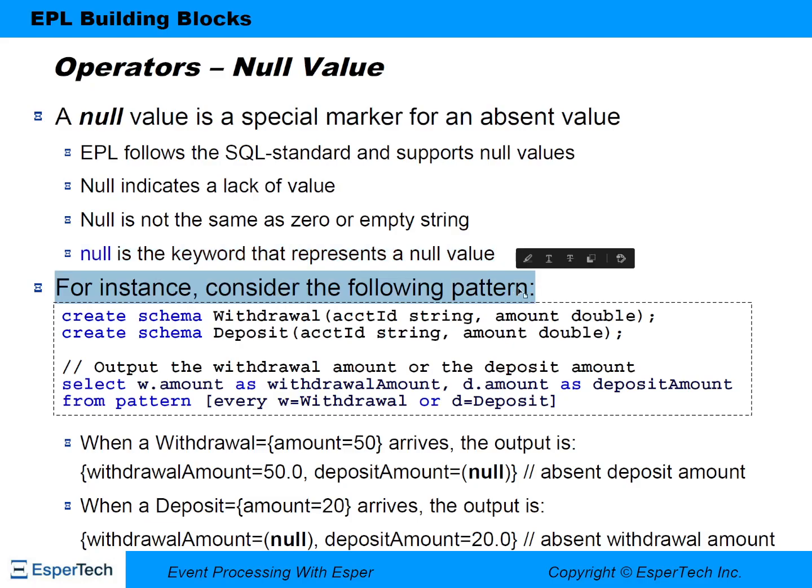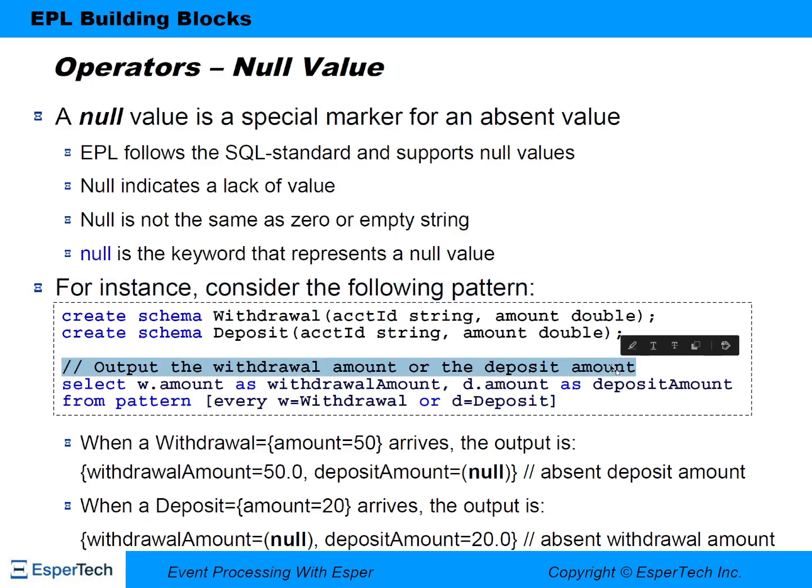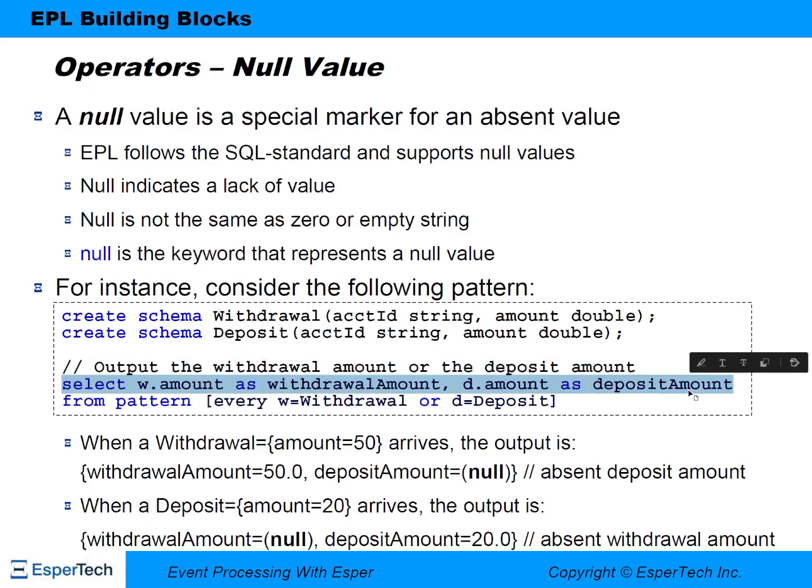For instance, consider the following pattern. This pattern outputs the withdrawal amount or the deposit amount. Select W.amount as withdrawalAmount, D.amount as depositAmount from pattern [every W=Withdrawal or D=Deposit].